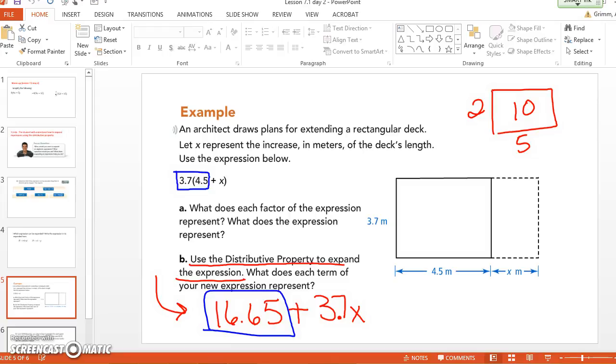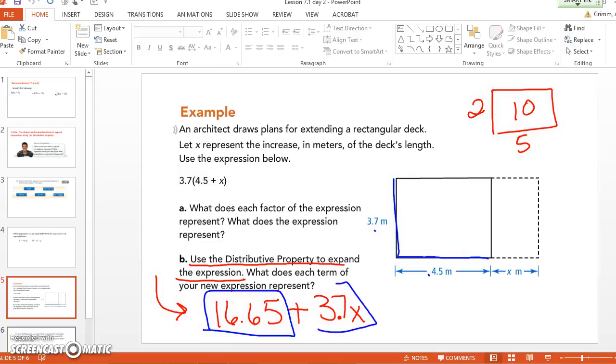Nope, not the width. The area of the original. Very, very good. Because here is height, here is your base, right? Base times height is this number. That number right there. Okay? All right, so let's try the next part.